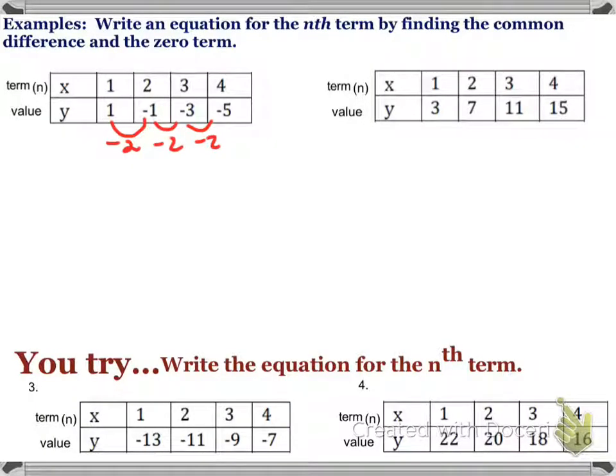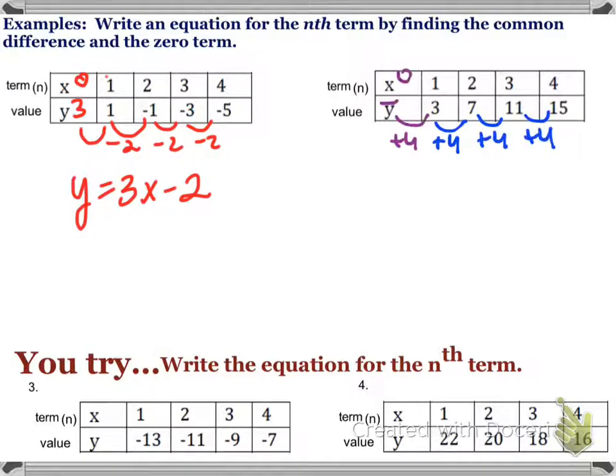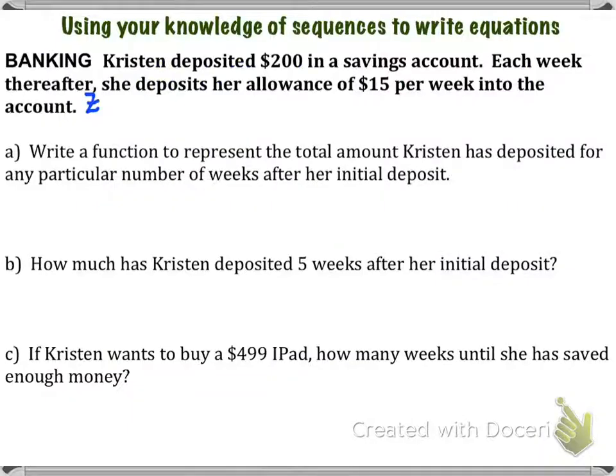So for the next one, identify the common change. It's negative 2, 0 term is 3, y equals negative 2x plus 3. Identify the common change, identify the 0 term, and y equals 4x minus 1 is our answer.